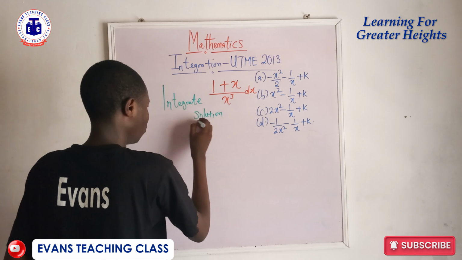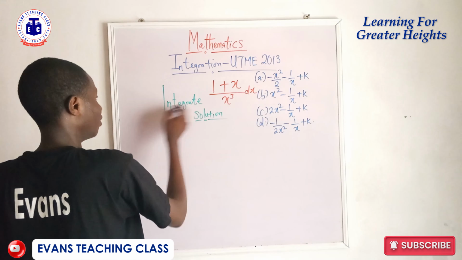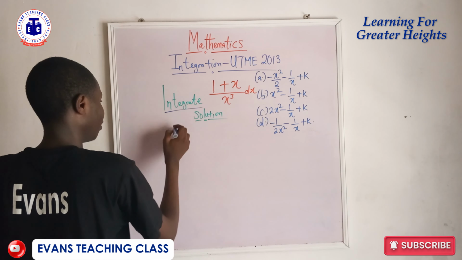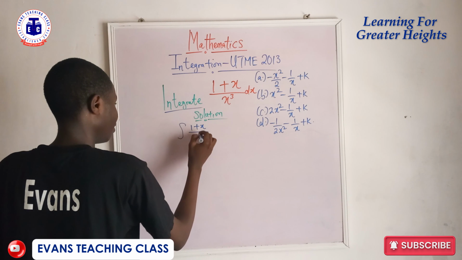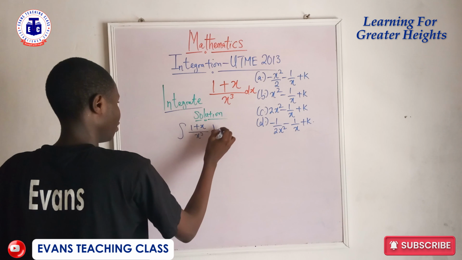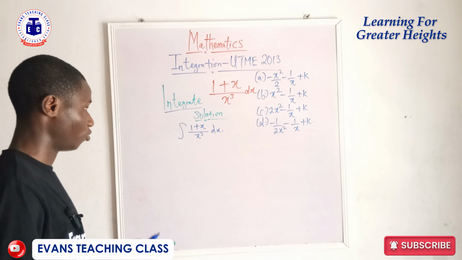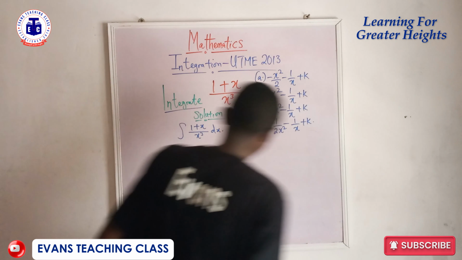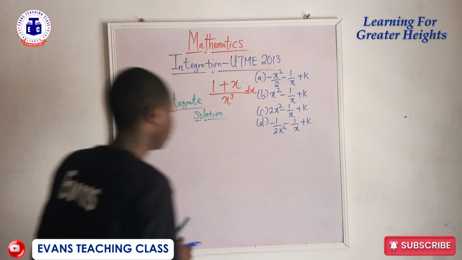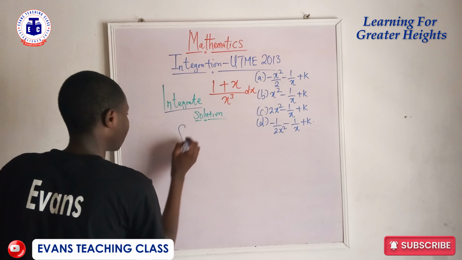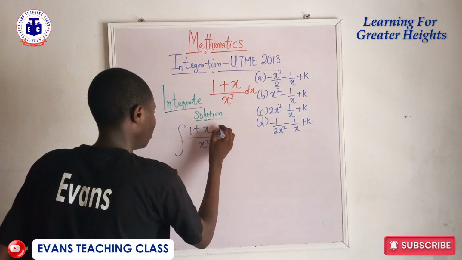So we are here to solve the problem. Now look at it. Integration. So let's change that to the integration sign. So this is the integration sign: (1 plus x) over s cubed dx. Let me try as much as possible to make my handwriting larger so that you can see it very well. So (1 plus x) over s cubed dx.